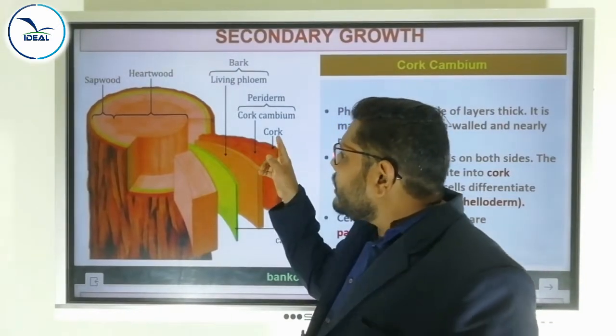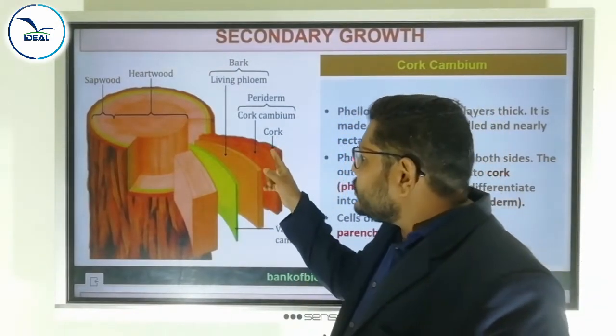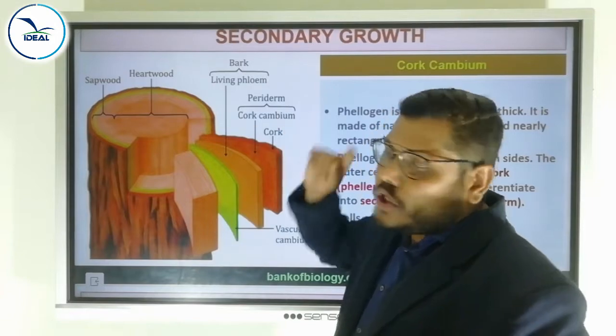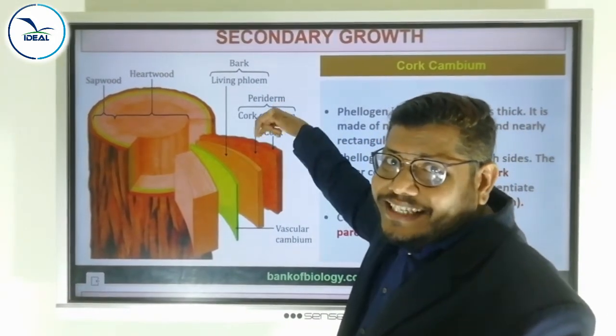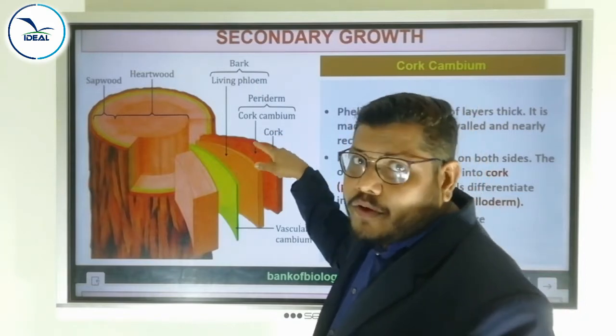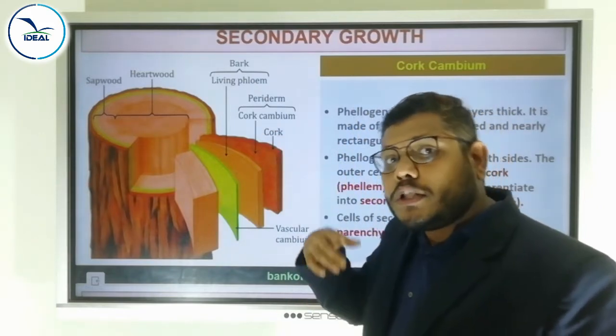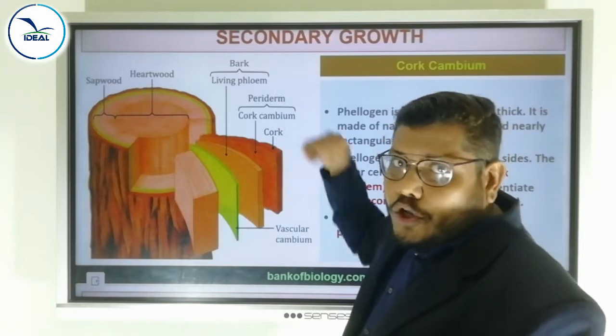It is the dead tissues. The dead tissues form outside the cork cambium. What is cork cambium? It is the secondary lateral meristem originated from the extrastellar region or the cortex region. So that is called cork cambium.